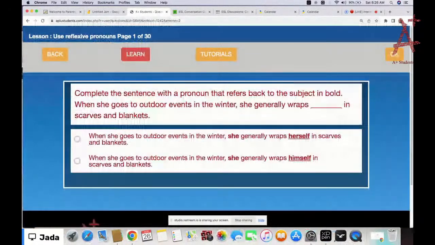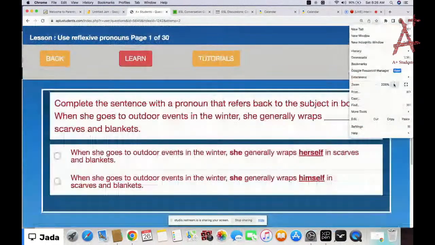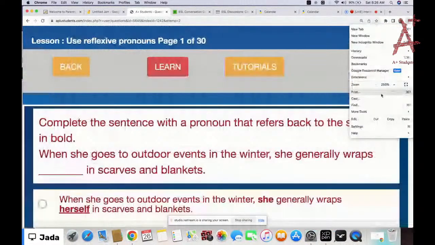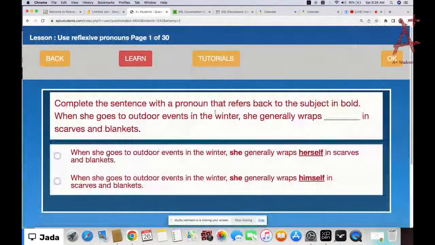So yeah, let's see now. Let's test now. Okay, so when she goes to outdoor events, she generally wraps dash in scarves and blankets. Wraps herself or himself? So what is it gonna be? This one now from the test. Is it gonna be wrap herself or himself? Herself. Yes, so it is herself.